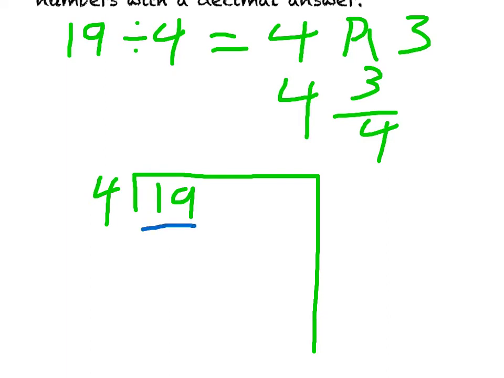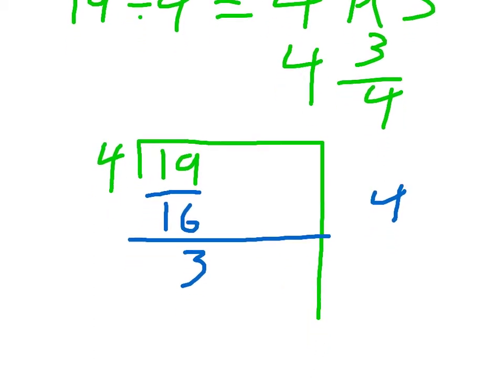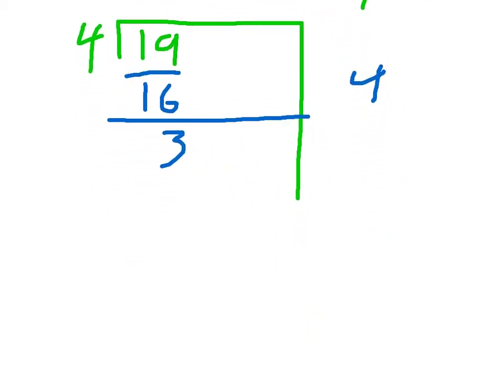4 goes into 19 4 times, and 4 times 4 is 16, and we're going to subtract, and we get 3 left over. And if we got to this point in the past, we would say we have a remainder of 3. But we're going to keep going, and we're going to say, how many times does 4 go into 3? Well, it can't go into 3, so we're going to keep going.